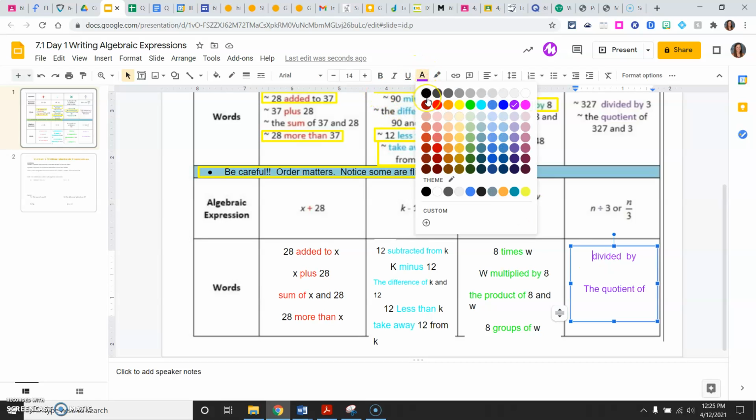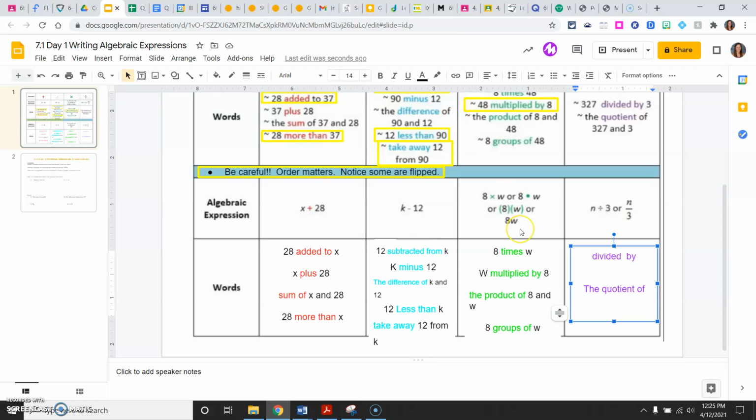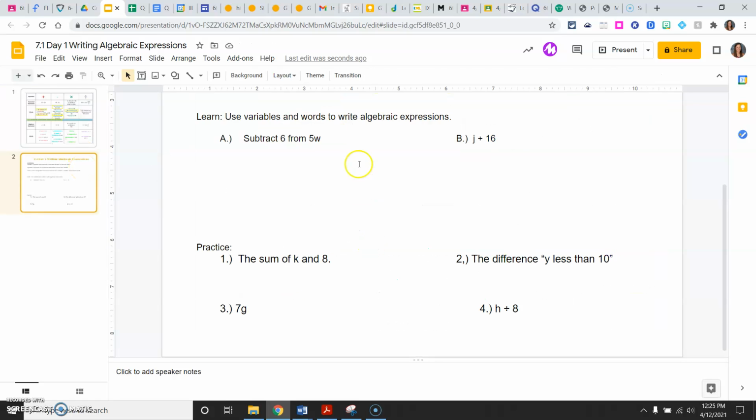All right, let's work on division. We have n divided by 3. And then lastly, the quotient of, and that stays in the same order as well, n and 3. Now that we're familiar with the words, we can take that a step further and practice. So let's do that.